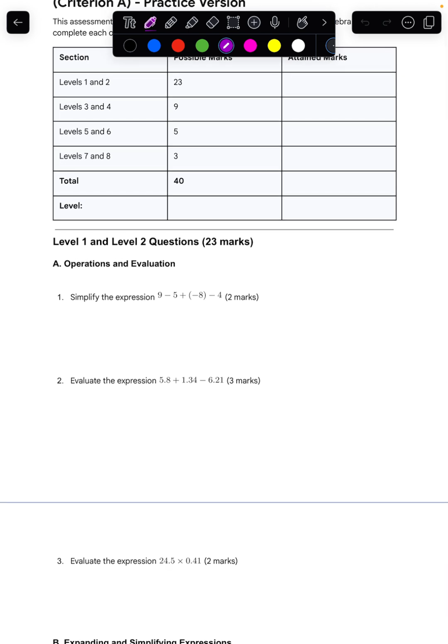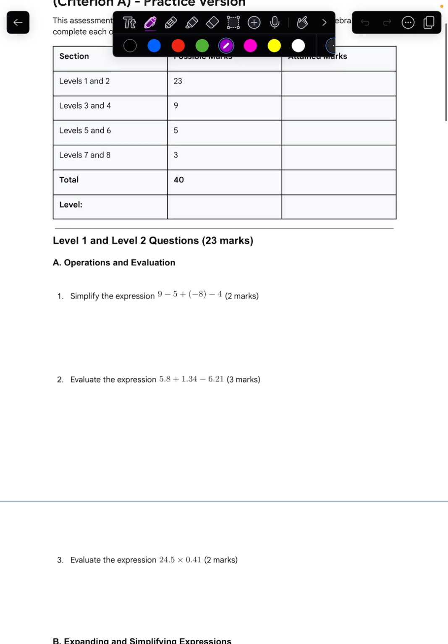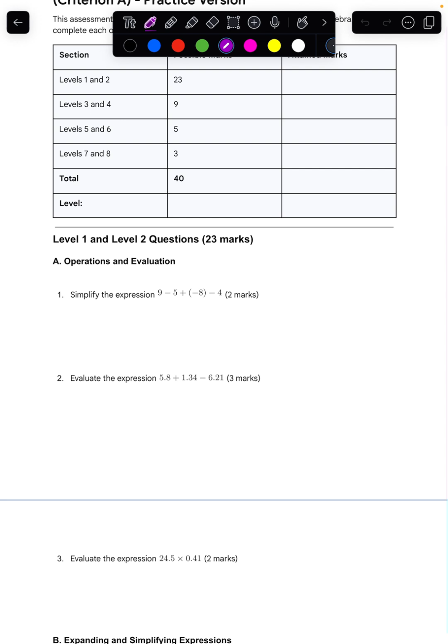Okay, starting with number 1. We have a problem where we are adding and subtracting integers. We will start left to right. So the first thing we need to do is find out what 9 minus 5 is. Well, 9 minus 5 is 4. And I continue to write out the rest to make sure that I don't lose track.